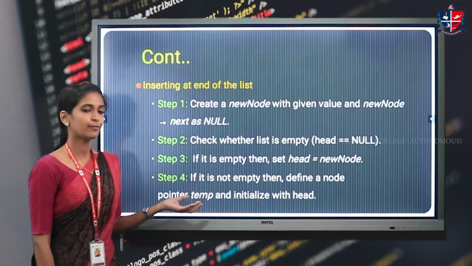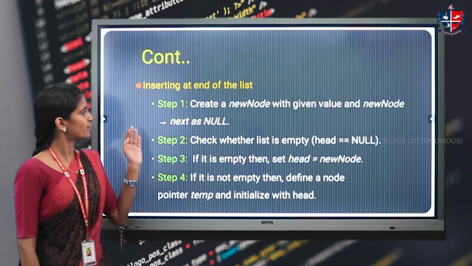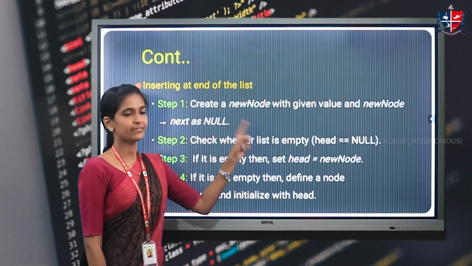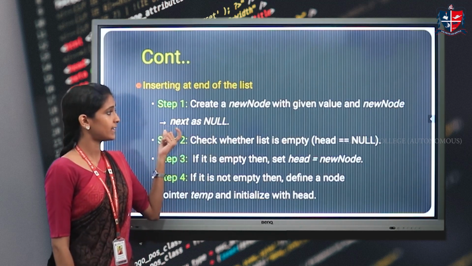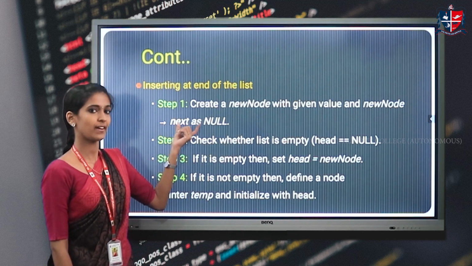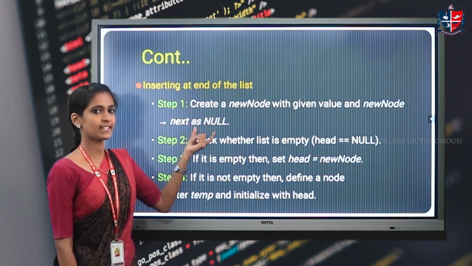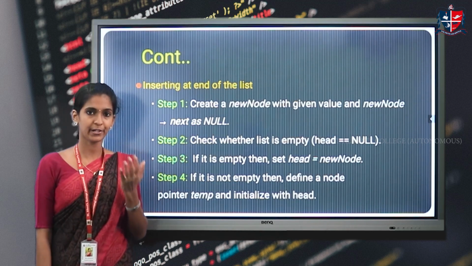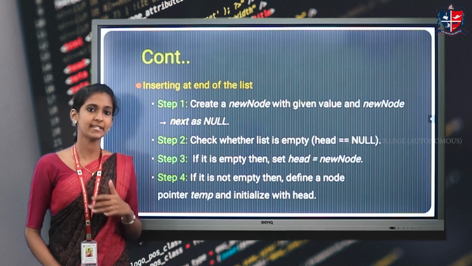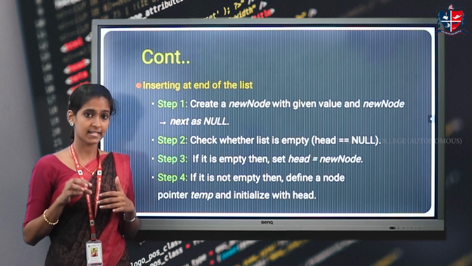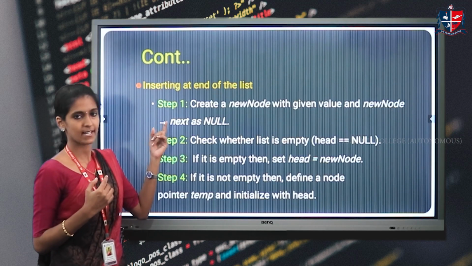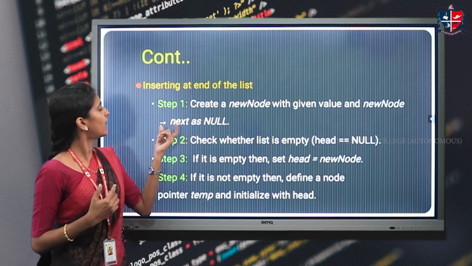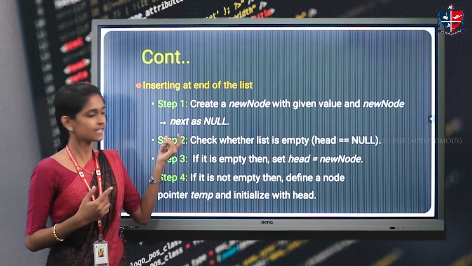These are the steps of the algorithm to perform insertion at the end. First of all, you create a new node with the given value and set the new node's next as null. Here I am initializing the new node's next as null in the first step itself, because I already know I am going to insert the element at the end. So the node at the end will be pointing to the null value.